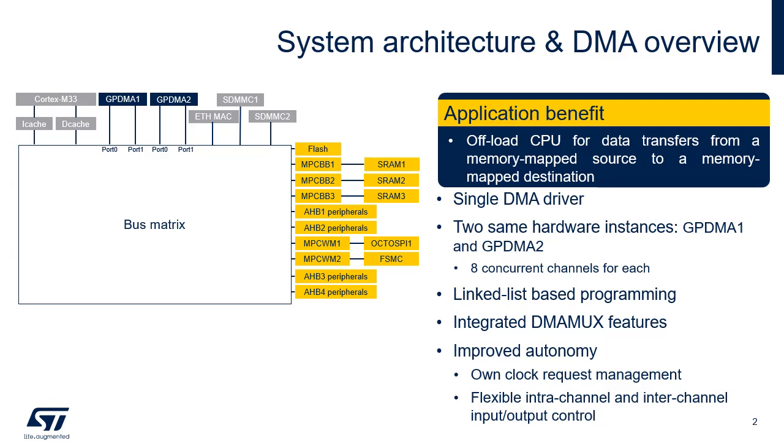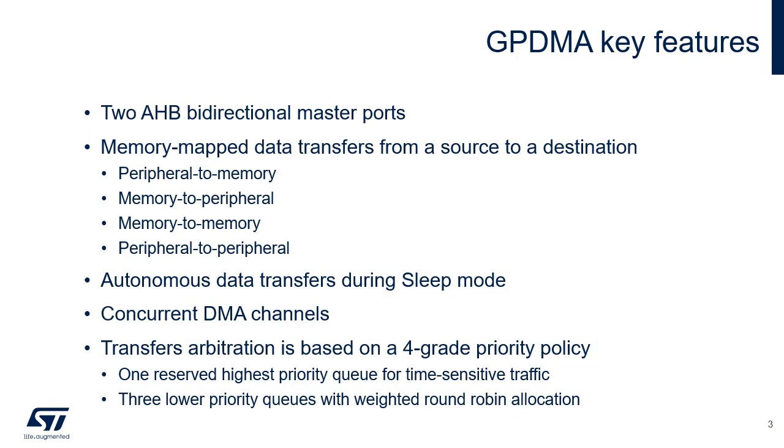These DMA controllers are able to temporarily request the clock when a request is received in order to perform the transfer while the CPU is in sleep mode. Also, flexible intra-channel and inter-channel transfer chaining is supported without software intervention. Each instance of the GPDMA has 2 independent 32-bit AHB ports. Transfers can be performed from peripheral to memory, from memory to peripheral, from memory to memory, and from peripheral to peripheral. The GPDMA enables autonomous transfers during sleep mode.